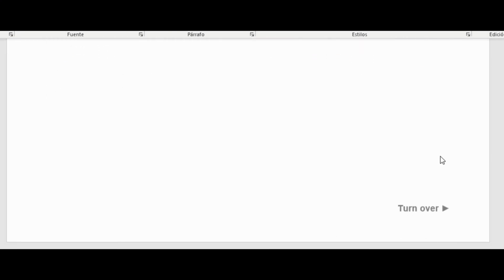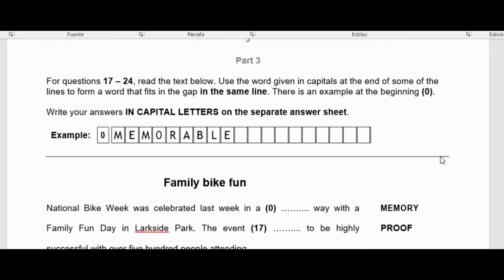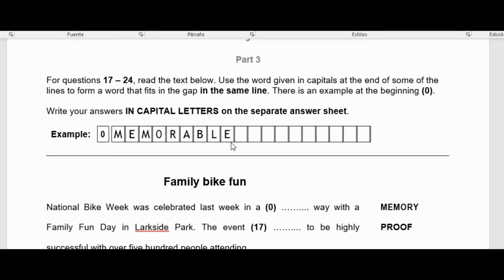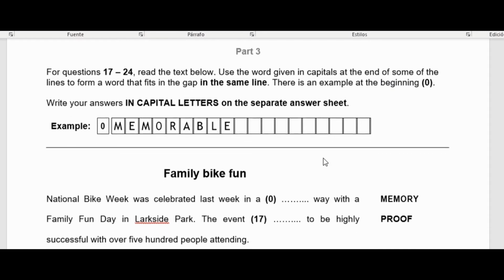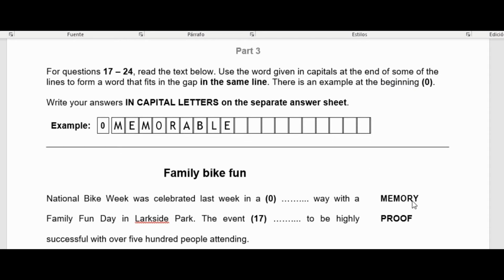So part 3 is always going to be questions 17 to 24. This means it's always going to be 8 questions in this part. Now, what you have to do here is the following. On the right hand side you can find a word written in bold. Now this word is a root of many other words.